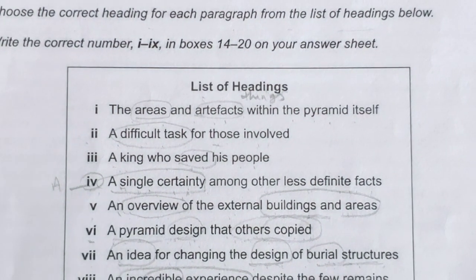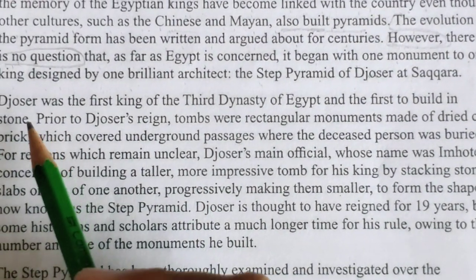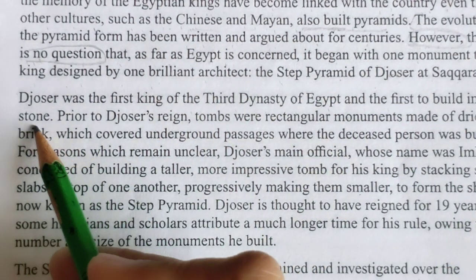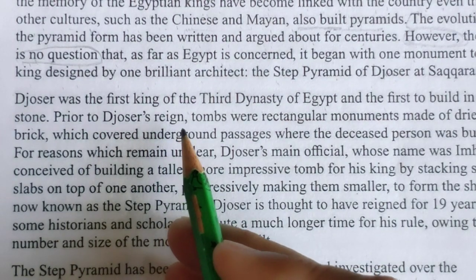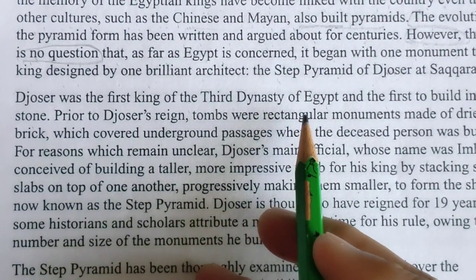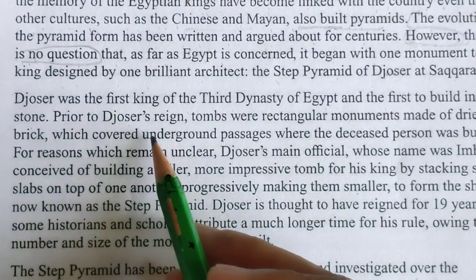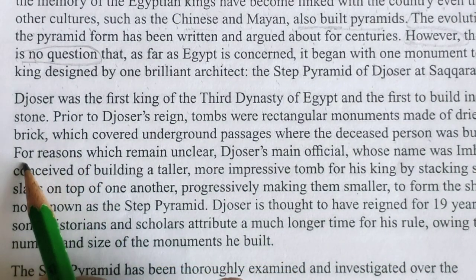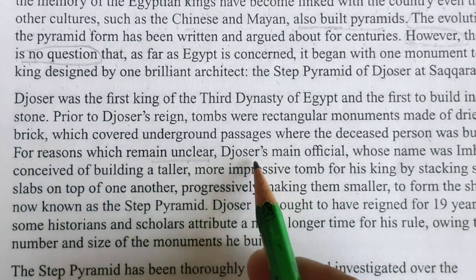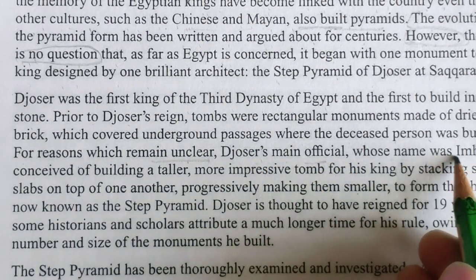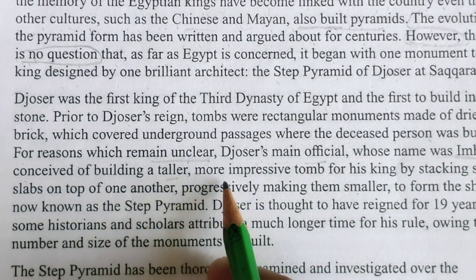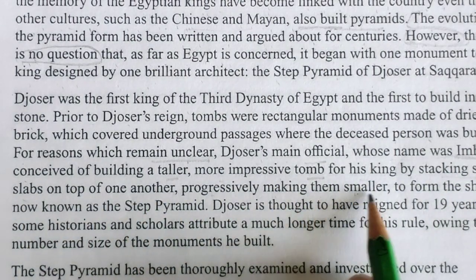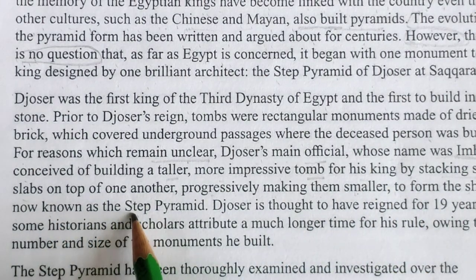Okay, let's go to the B paragraph. Now this is the B paragraph. Djoser was the first king of the third dynasty of Egypt and the first to build in stone. Prior to Djoser's reign, tombs were rectangular monuments made of dried clay brick, which covered underground passages where deceased persons were buried. For reasons which remain unclear, Djoser's main official conceived of building a taller, more impressive tomb for his king by stacking stone, progressively making them smaller to form shapes known as step pyramids.